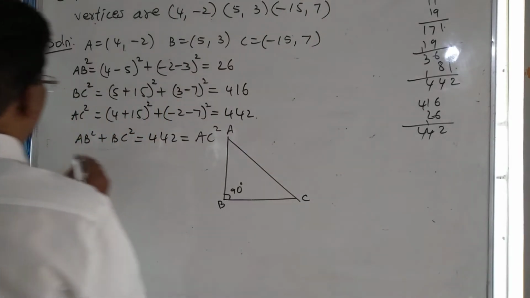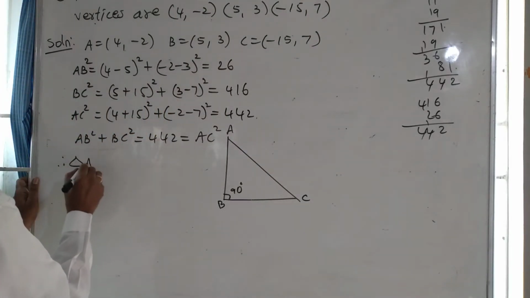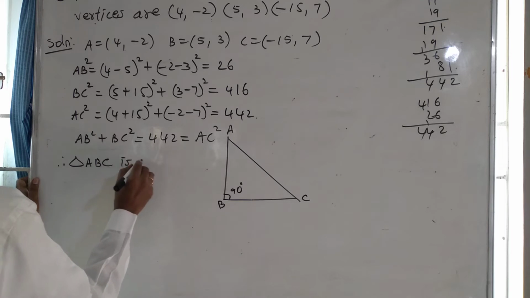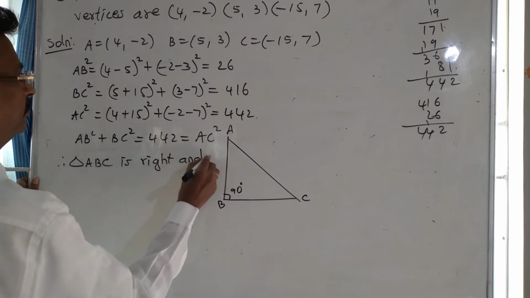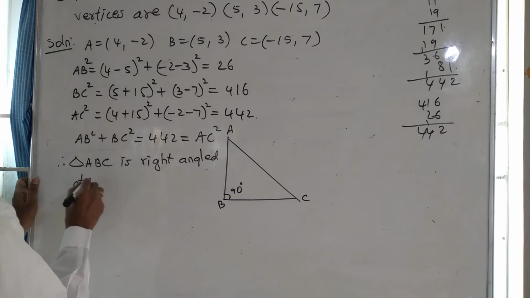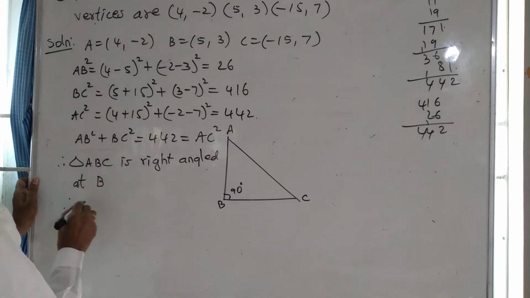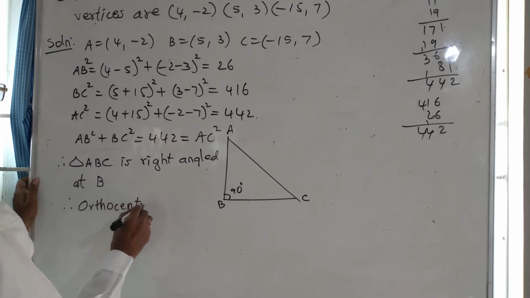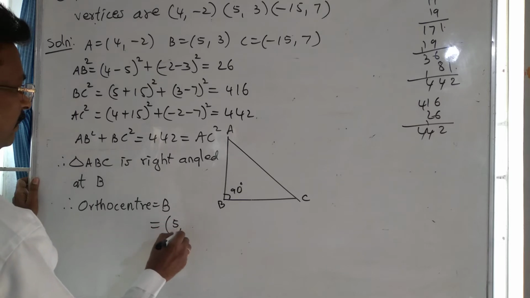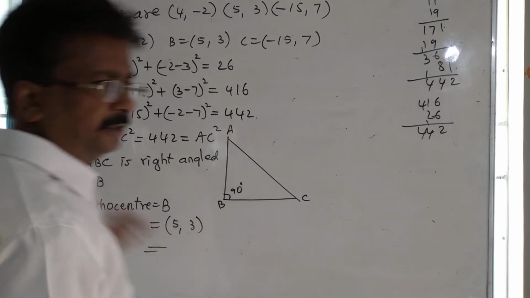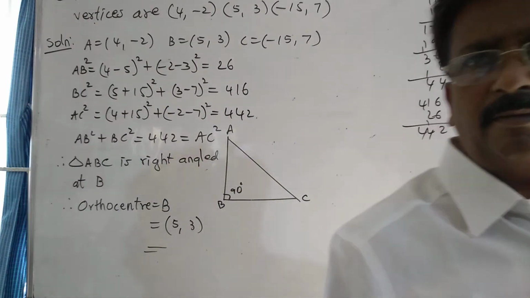Therefore triangle ABC is right angled at the vertex B. Therefore, orthocenter is equal to B. (5, 3) is the orthocenter. Note it.